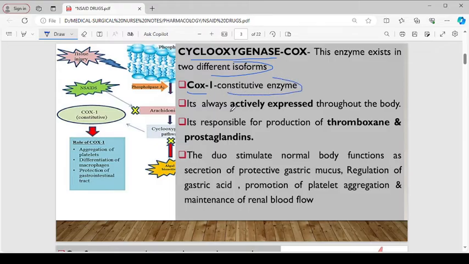This enzyme is actively expressed throughout our bodies and is responsible for production of two mediators: thromboxane and prostaglandins. The duo help stimulate normal body functions such as secretion of the protective gastric mucus, regulation of gastric acid, promotion of platelet aggregation, especially thromboxane, which is involved here, and lastly, maintenance of blood flow.